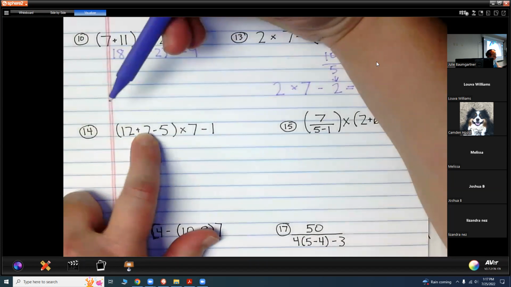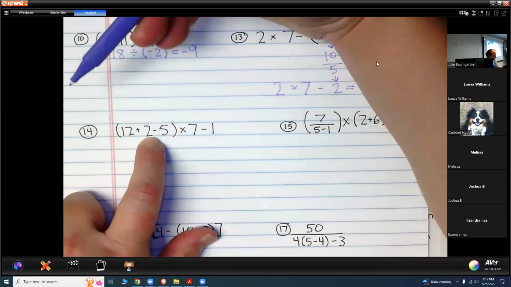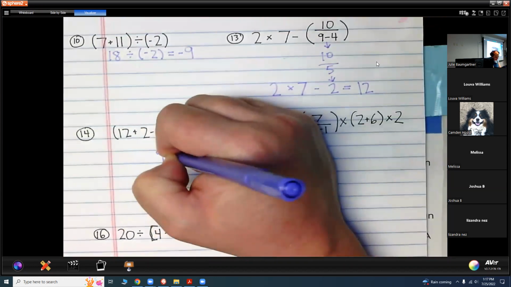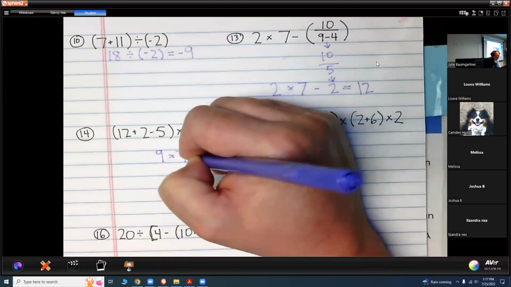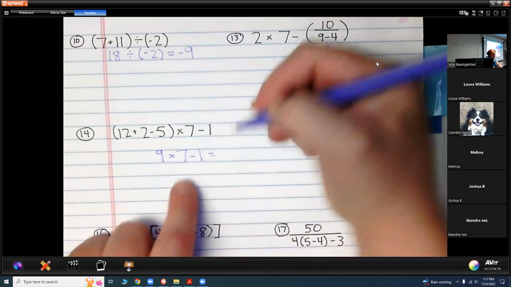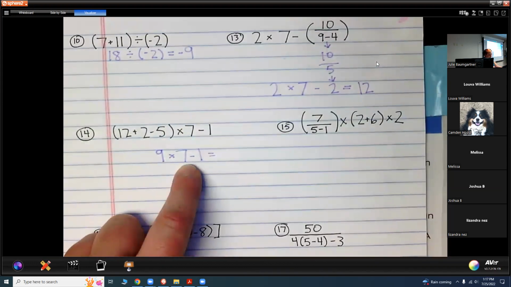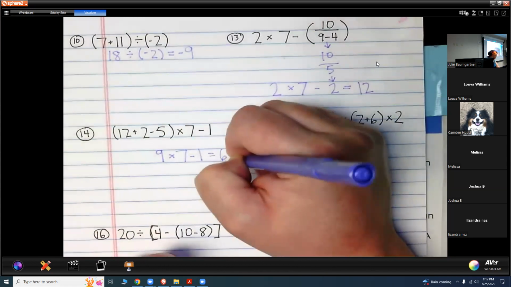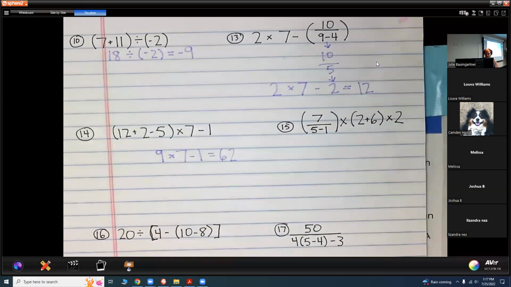So 12 plus 2 is 14. 14 minus 5 is 9. So that'll eliminate our parentheses, and then we'll just bring everything down, and then we just work left to right, multiplying first and then subtracting, so I get 62. Does that sound good for everyone for number 14?